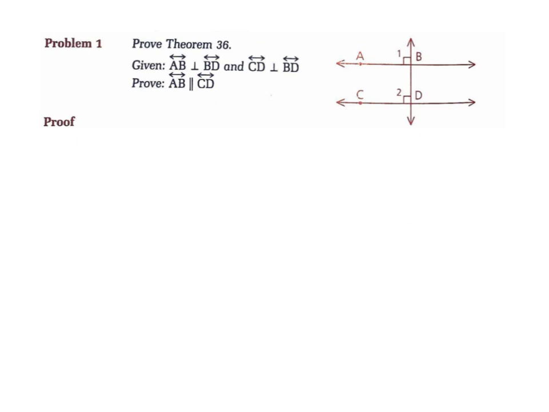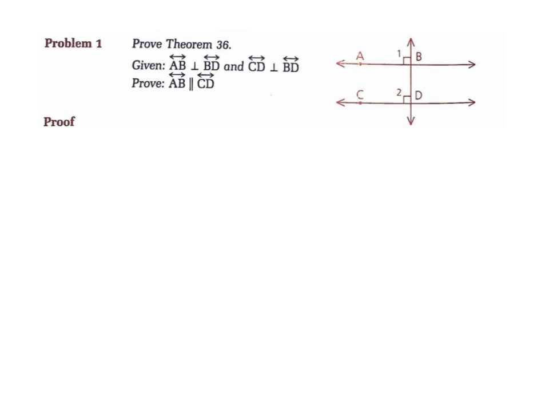I'm going to prove Theorem 36 as an example of writing a proof involving parallel lines. In our example, I'm given AB is perpendicular to BD. Here's AB, and here's BD. And CD is perpendicular to BD. Then I'm going to prove that these lines are parallel because I have corresponding angles congruent.